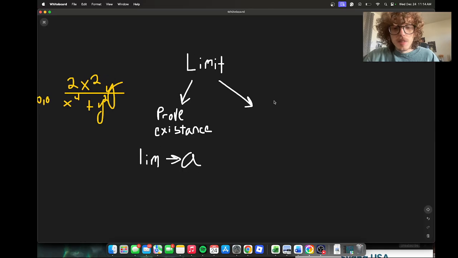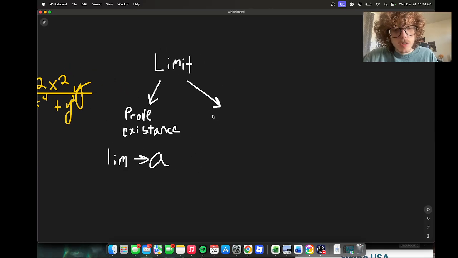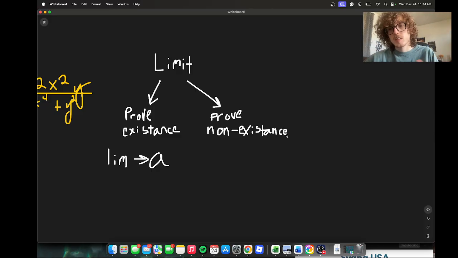However, let's say things are finicky. Maybe you need to prove non-existence. So you could also prove non-existence, so the limit does not exist, and that's going to tell you something. So you can look at both sides. You can try to prove existence: does the limit exist? I'm going to assume that it does, how can I prove it? And then we could also prove non-existence, so the limit does not exist.